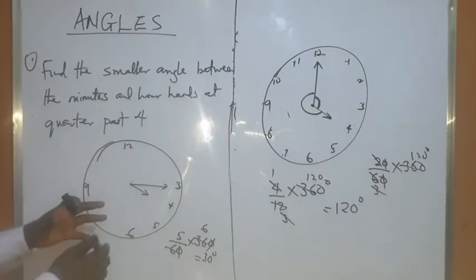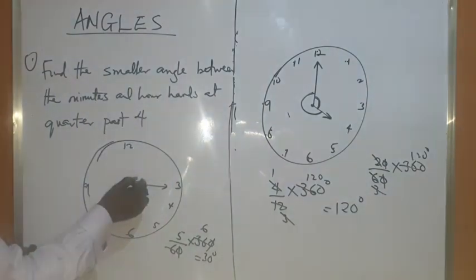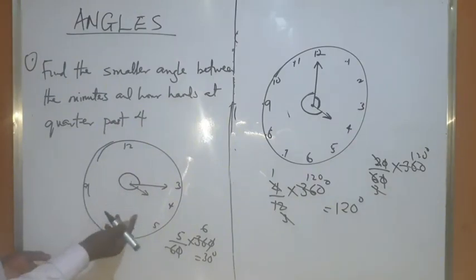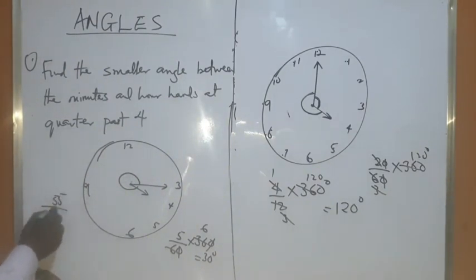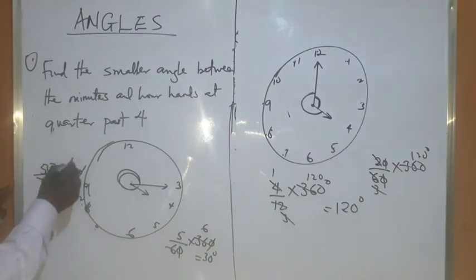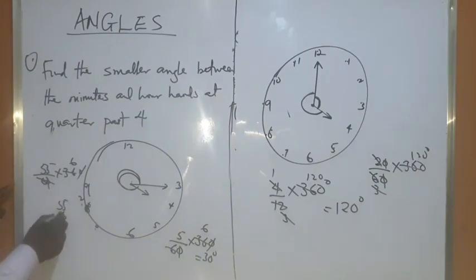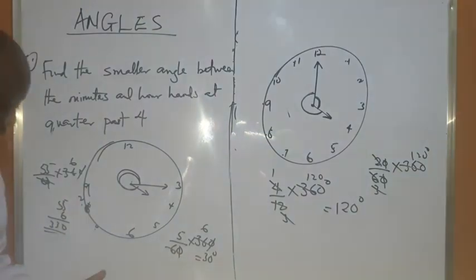So it can be the smaller or the bigger angle. If they ask you for the bigger one, you just know how many minutes we have there. That's going to be 55 minutes out of 60 minutes times what? 360 degrees. Or you just subtract this one from 360. You get what? 330 degrees. 0 cancels 0. 6 here 1, 6 here 6. So that is 55 times 6. This is 30, 33. That's 330. So just subtract this one from 360, you get the same.